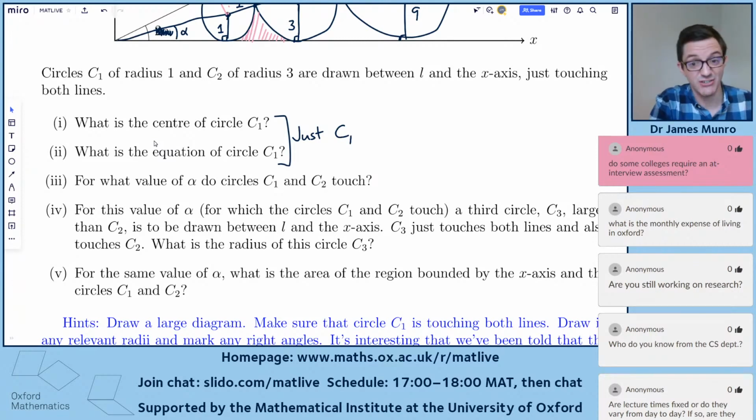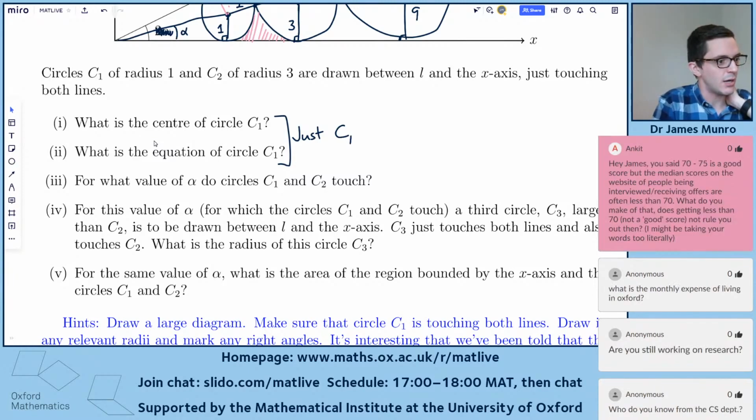Book recommendations for discrete maths was Ali's other question that I didn't have anything for. How long do you spend on the personal statements? Oh yeah, this one was a really good question as well. I always say that 70 to 75 is a good score, and I stand by that. I think it is a good score.